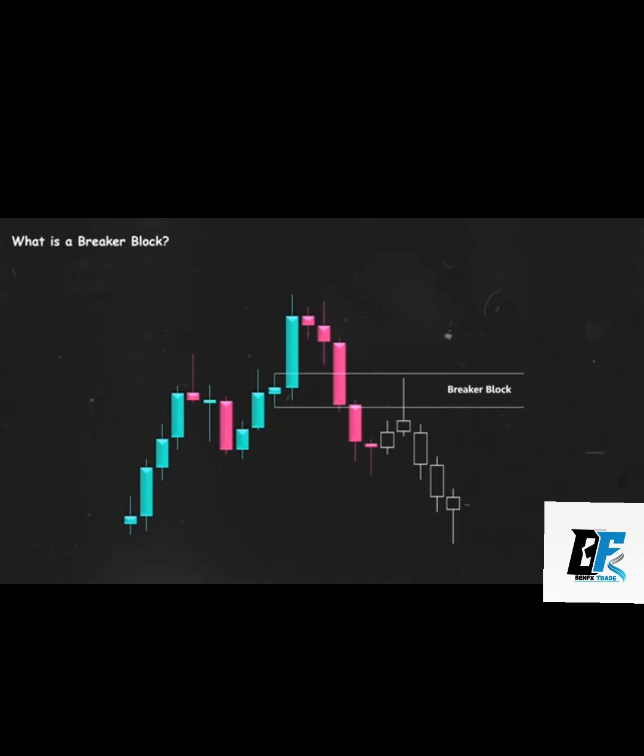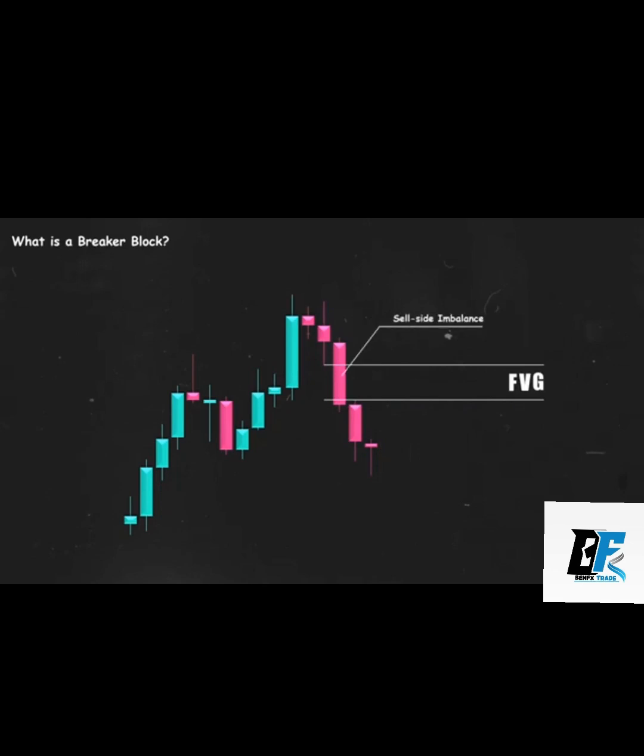On the other hand, fair value gaps are also considered supply or demand zones. When a bearish FVG appears on the chart, it shows a sell-side imbalance where selling pressure has greatly outweighed buying pressure, often due to institutional activity. This creates a phase of market inefficiency, which usually causes the price to return to the FVG area to fill the gap and restore balance.